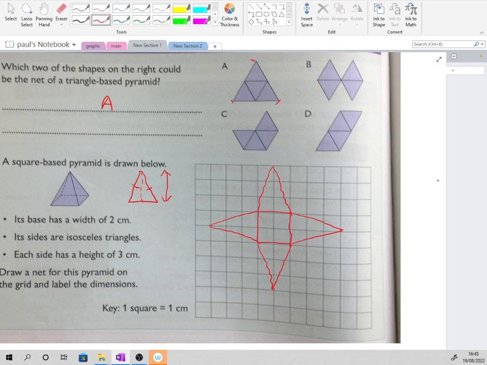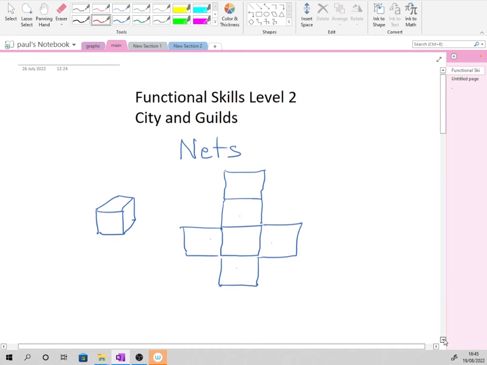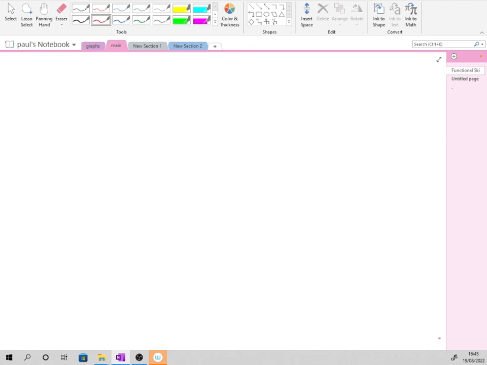Right. So now we move on to some different shapes. And this is basically just identifying shapes. So if we've done the pyramid, we've done a cuboid and a cube, the other one we could have is a cylinder.